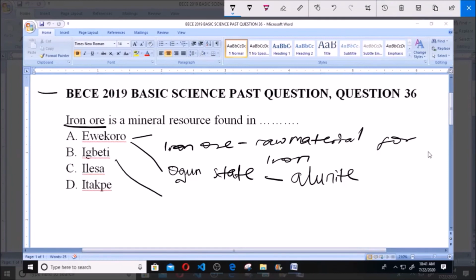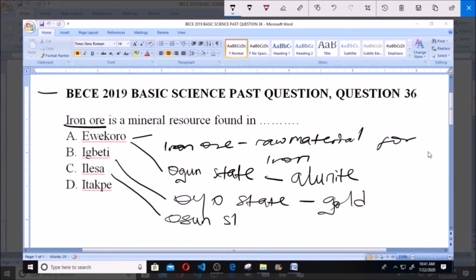Now Bece here, on the other hand, is found in Oyo State. And what you find mainly here is gold. You find gold here in Oyo State. Now C says Ilesha, which is found in Osun State. The main mineral resources found in Ilesha are gold and mica. Now this is Itakpe.